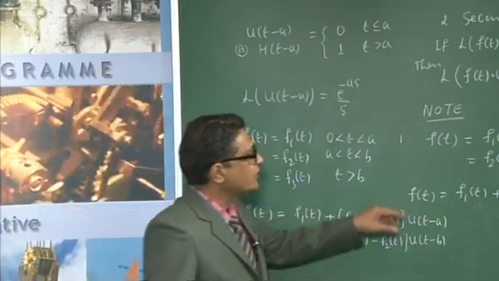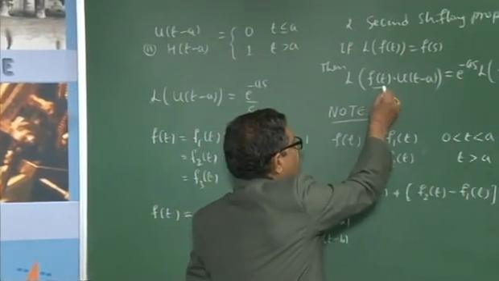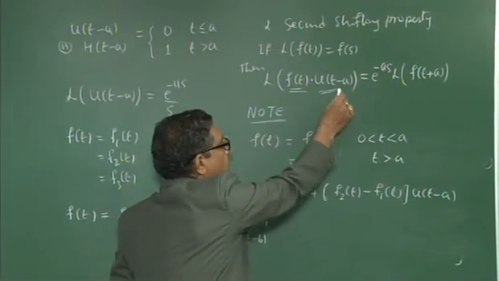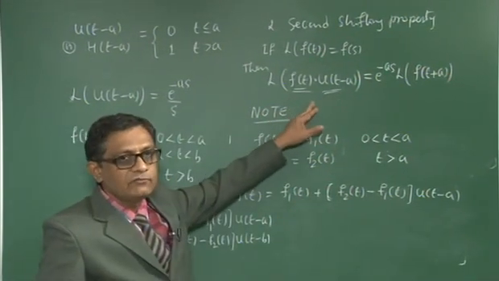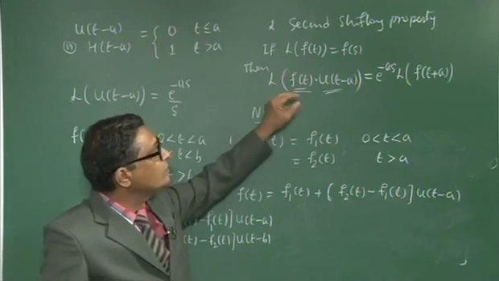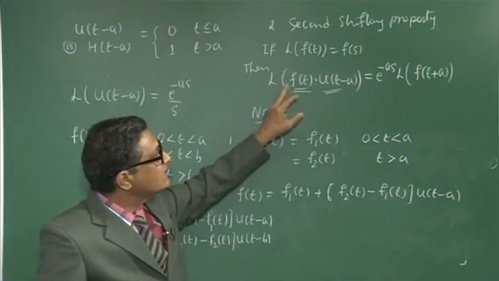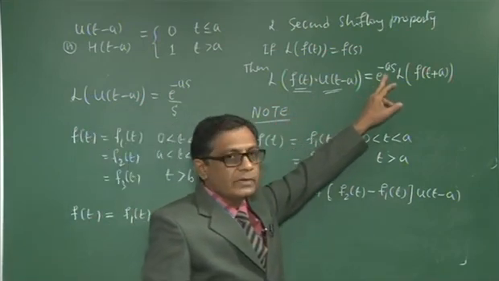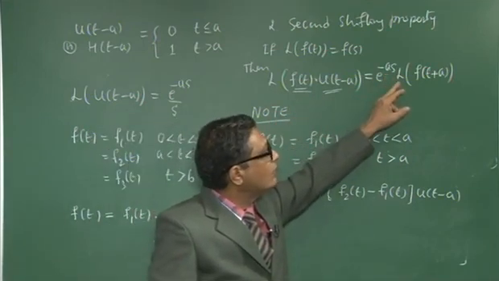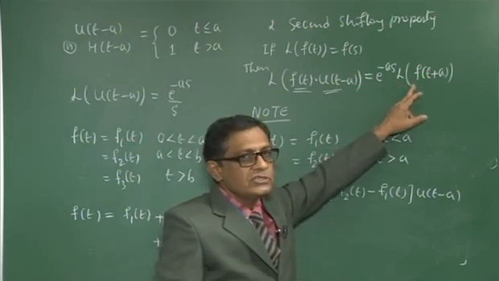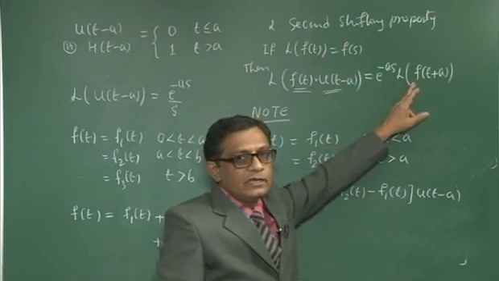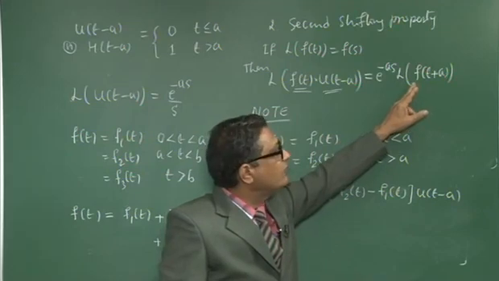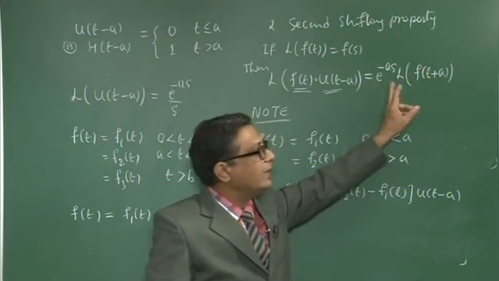Where the function f of t is multiplied by the unit step function, you can use this property, the second shifting property, that is e raised to minus as L of, where the function changes from f of t to f of t plus a.